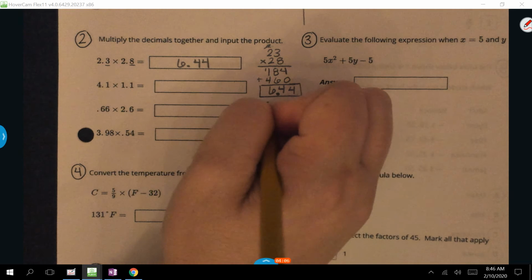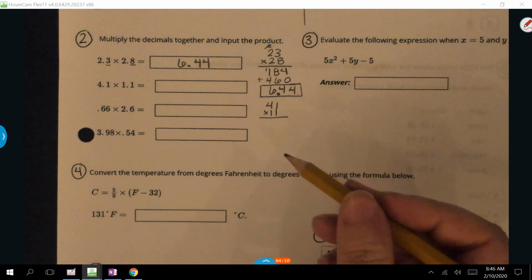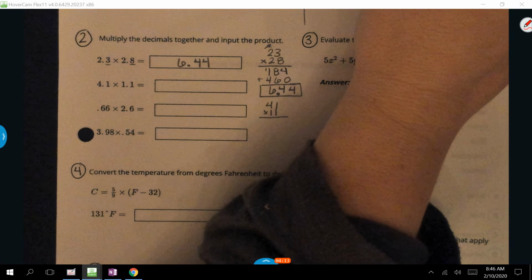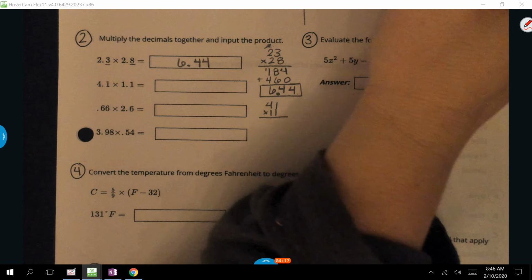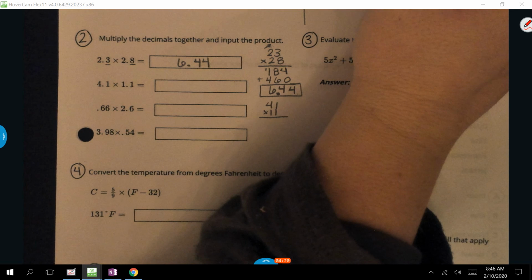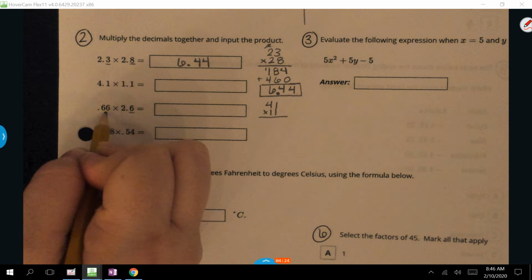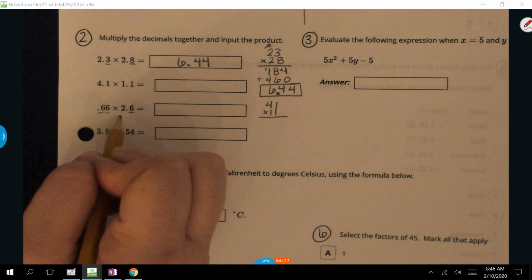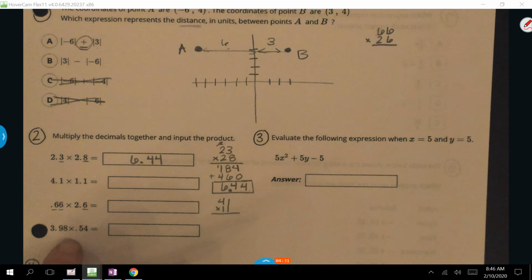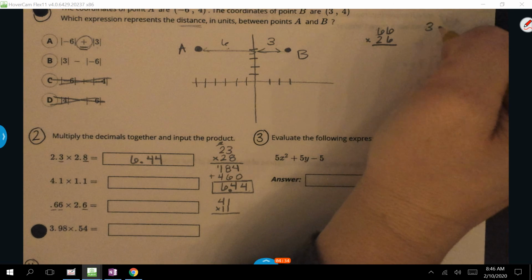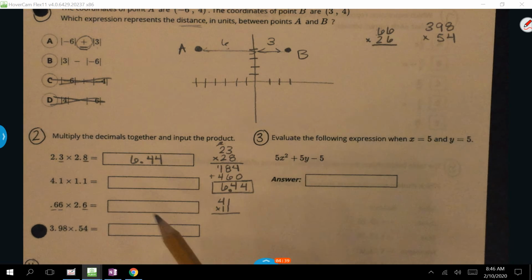So my next one I could do right here, 41 times 11. I might do the next one over here. So 66 times 26. How far over am I going to have to move when I do 66 times 26? How many spaces? 1, 2, 3. Make sure we move over 3 spaces. And then we're also going to need to do 398 times 54. Do y'all see how I made room to work out all of those?